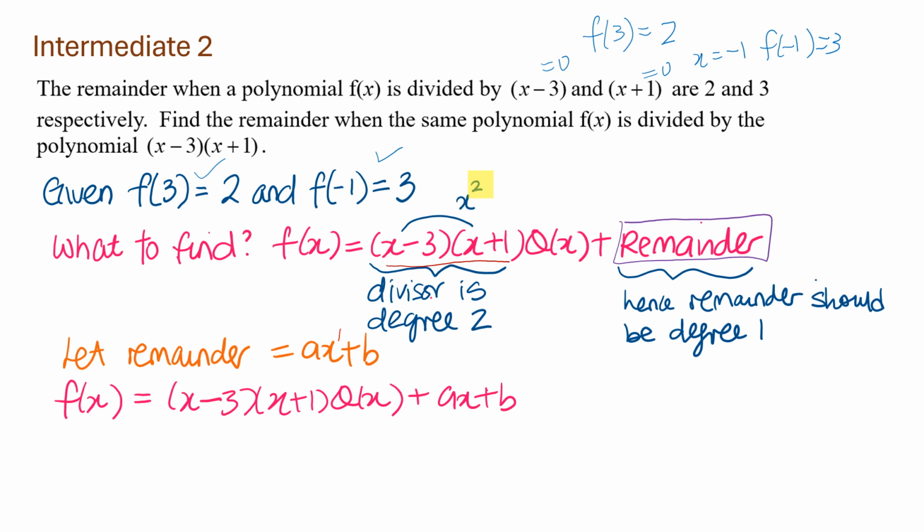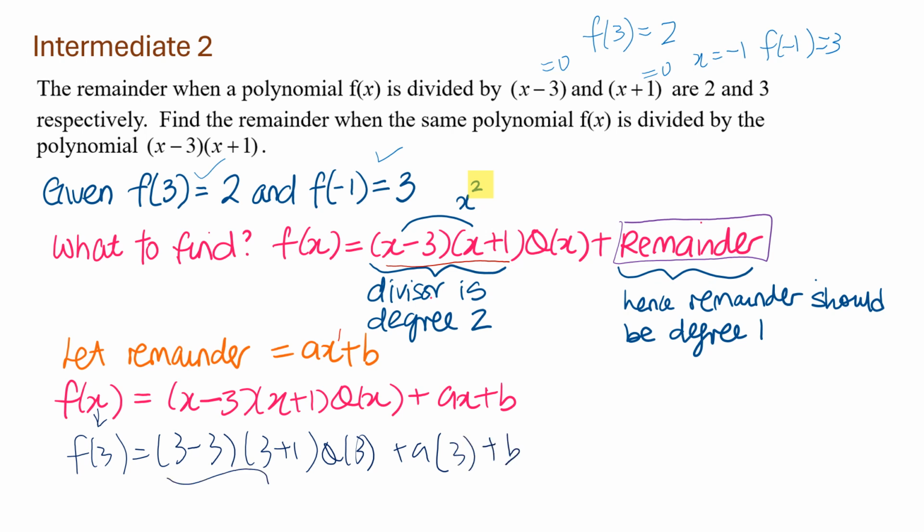So we're going to use the information given in the earlier part where f of 3 is equals to 2. So basically I'm going to substitute my x to be 3. F of 3 equals to 2. So I'm going to substitute my x to be 3. And you see that this part here will be cancelled off, leaving only 3a plus b equals to the remainder, which is 2. That's how we get the first equation.